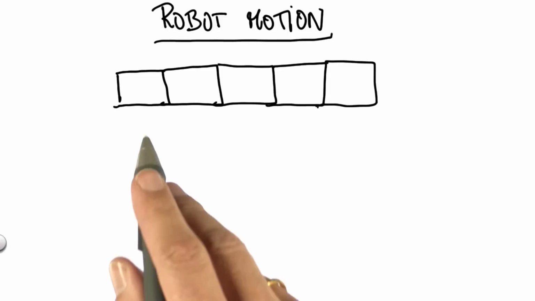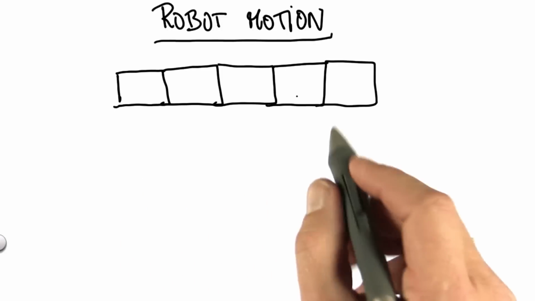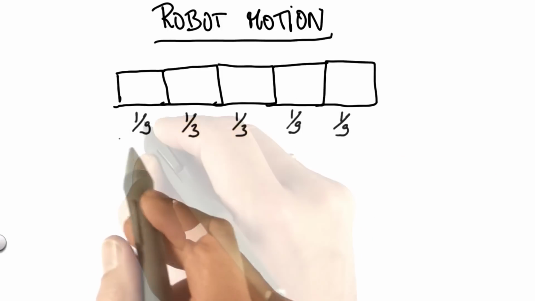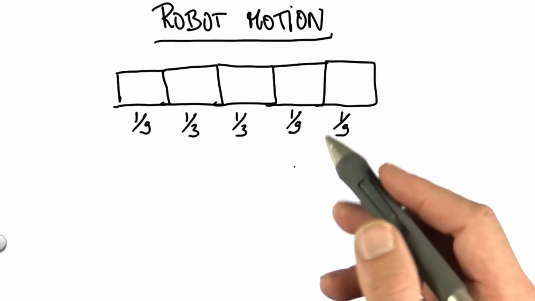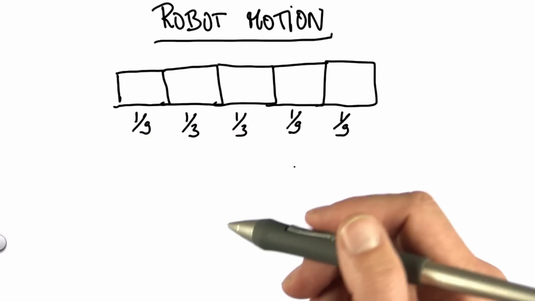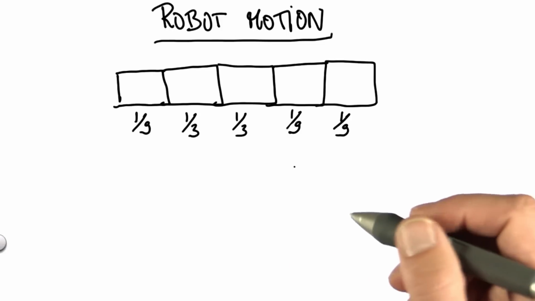So before we're done with localization, I'd like to talk about robot motion. Suppose we have a distribution over those cells, such as this one: a ninth, a third, a ninth, a ninth. And even though we don't know where the robot is, the robot moves, and it moves to the right.